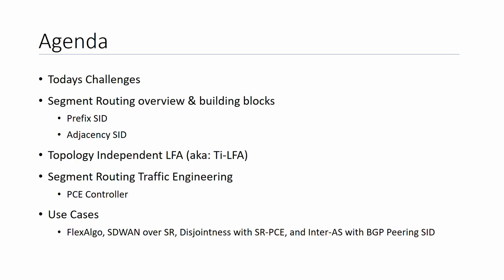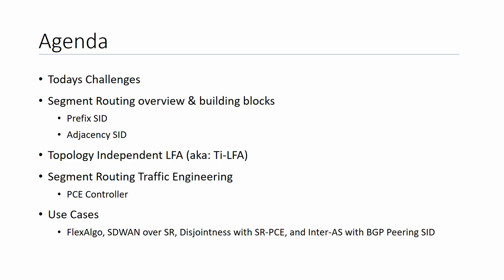First, we'll look at the challenges that we are facing today with the current MPLS networks. Then we will move on with the segment routing overview and the building blocks, so we will see exactly what the components are that make up segment routing. In this case, that's the prefix SID and adjacency SID. There is more than that, but these are just the basic blocks. And then we will move on with TI-LFA, or topology independent LFA. TI-LFA is a protection mechanism, meaning that in case of a link failure or a node failure, we will see how it can overcome that problem and how you can reroute the traffic without any problem.